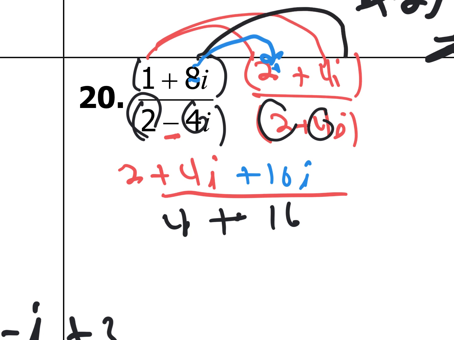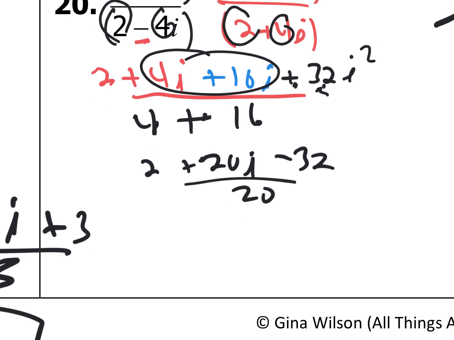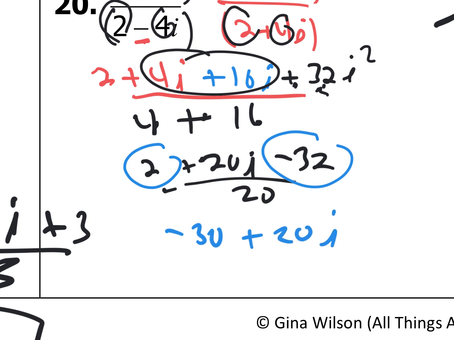And 8i times 4i. How much is 8i times 4i? 32 i squared. But you do know what i squared is, right? So that plus 32 really becomes a what? A negative 32. Yes. So it becomes a 2 plus, what's 4i plus 16i? 20i. You already said this becomes a minus 32 all over the 20. So 2 minus 32 is what I have to worry about. 2 minus 32. Negative 30 plus 20i all over 20.